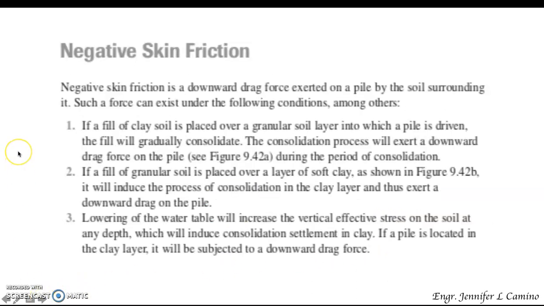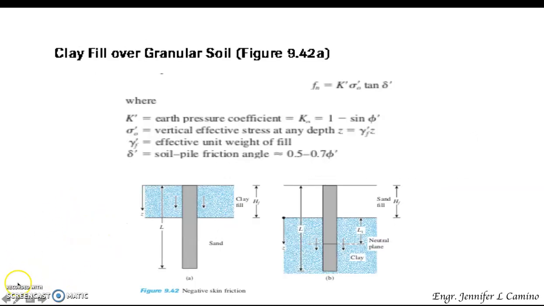So we move on now to negative skin friction. Negative skin friction is a downward drag force exerted on a pile by the soil surrounding it. Such a force can exist under the following conditions. Those conditions are: 1. If a fill of clay soil is placed over a granular soil layer into which a pile is driven, the fill will gradually consolidate. So the consolidation process will exert a downward drag force on the pile during the period of consolidation.